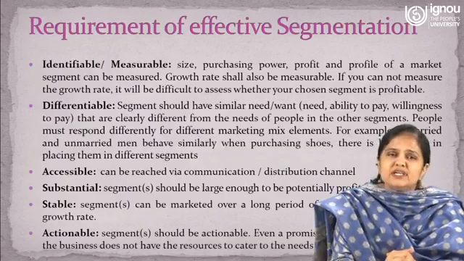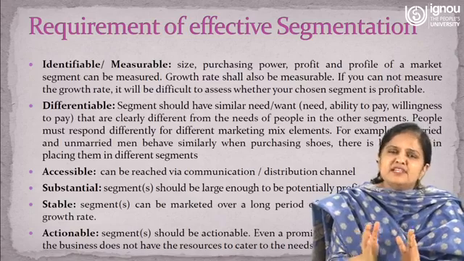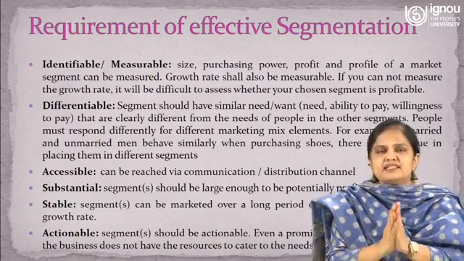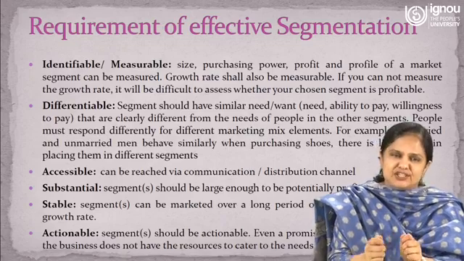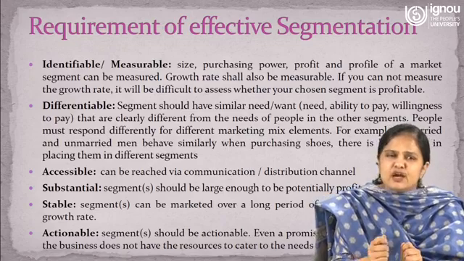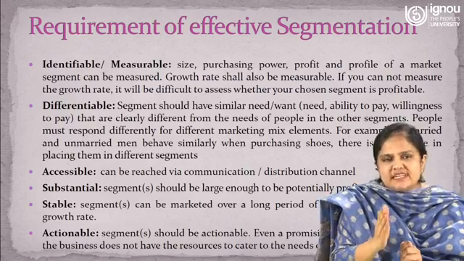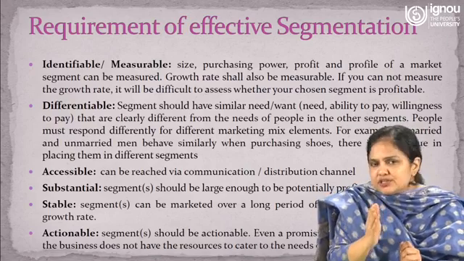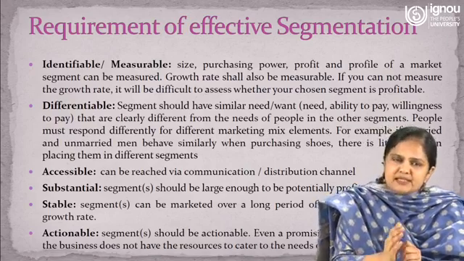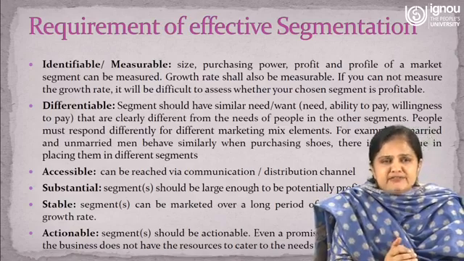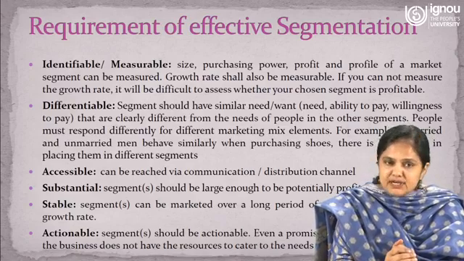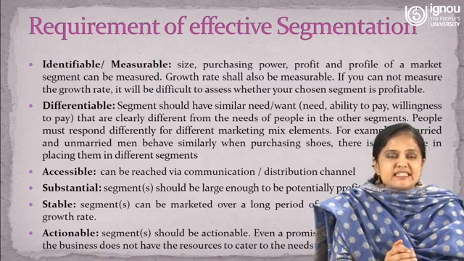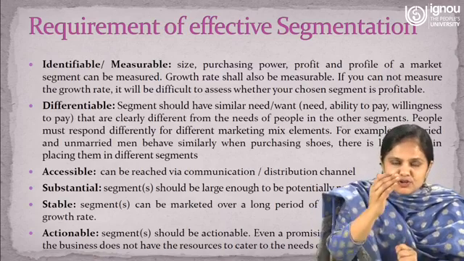But before dividing the market, we need to have a proper understanding of certain prerequisites which should be checked before we go for segmenting the market. So those requirements are: the market or segment should be identifiable and measurable. It should be differentiable. It should be accessible. It should be substantial, stable and actionable. So what are all these?